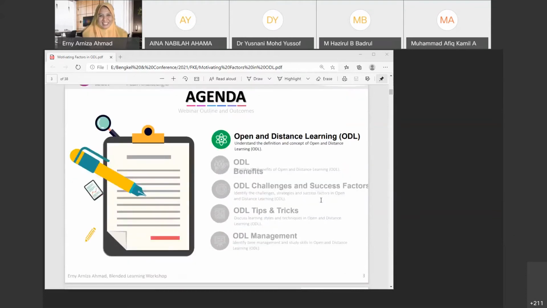So the first one, let's look at the definition of open and distance learning, the definition and also the concept. This is what we must understand first, because most of the students call ODL online distance learning. We misinterpret the letter O. O is actually open, it's not meant to be online. It is actually open and distance learning. That is the story, open and distance learning, which we shorten to ODL.